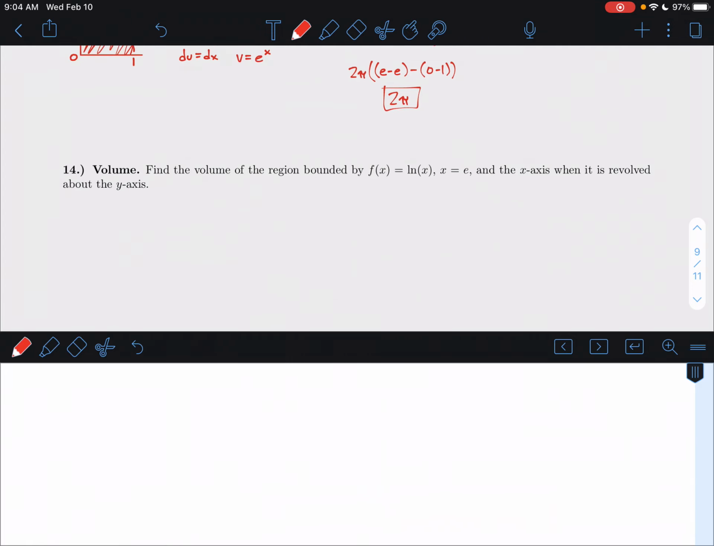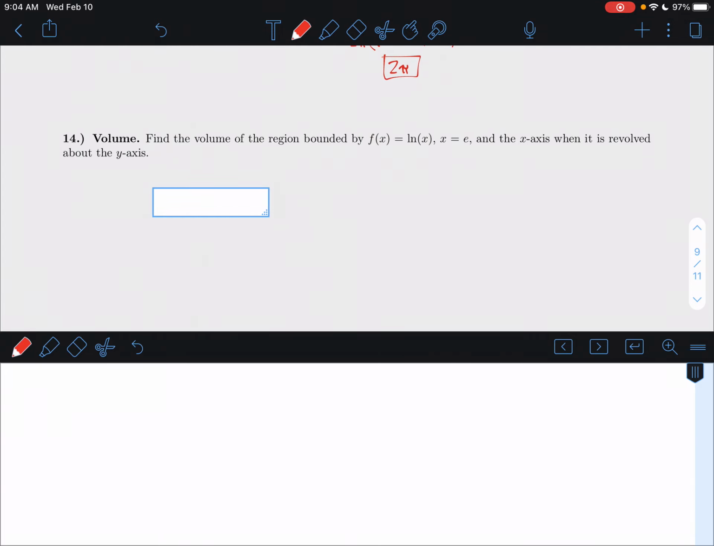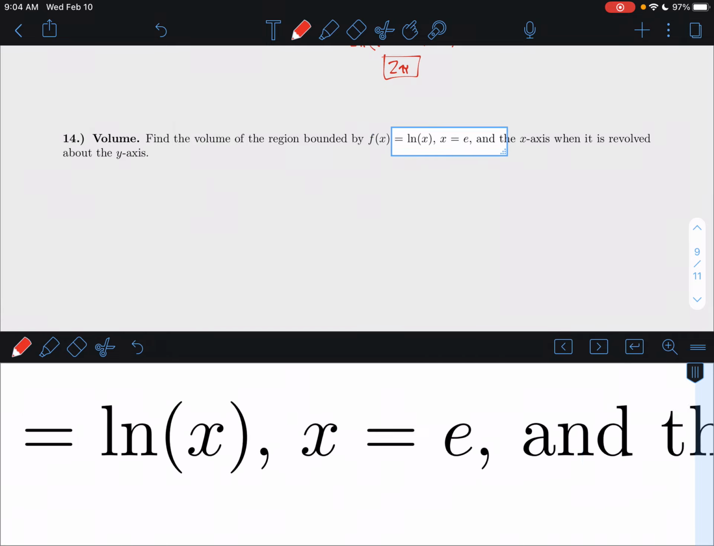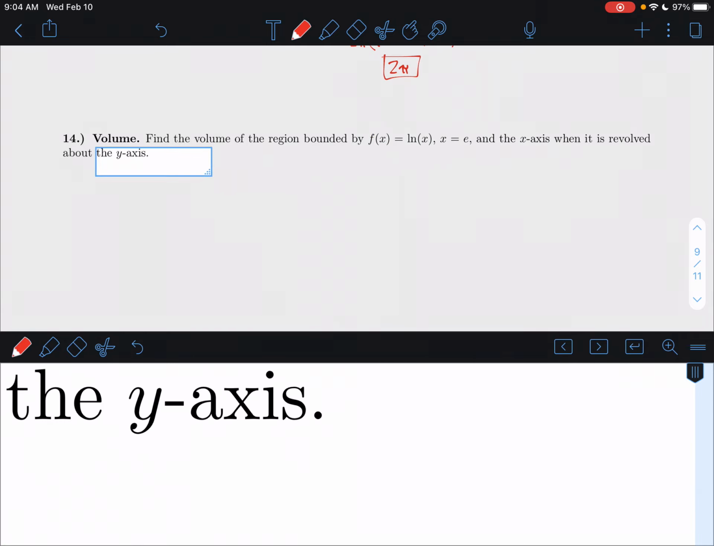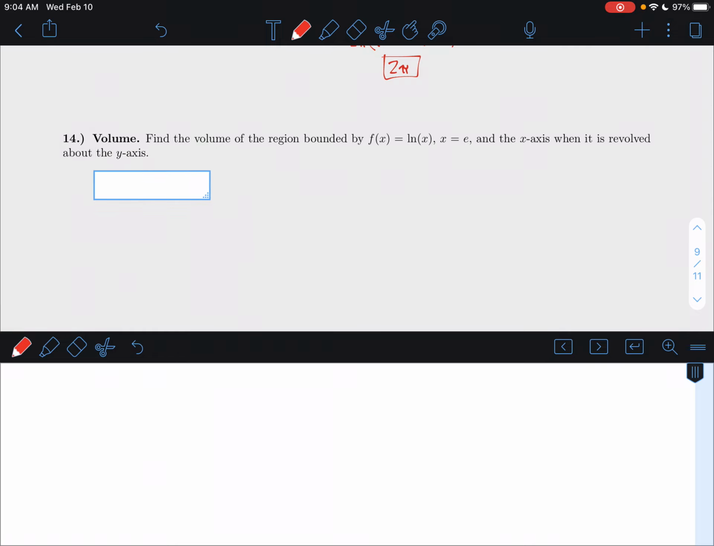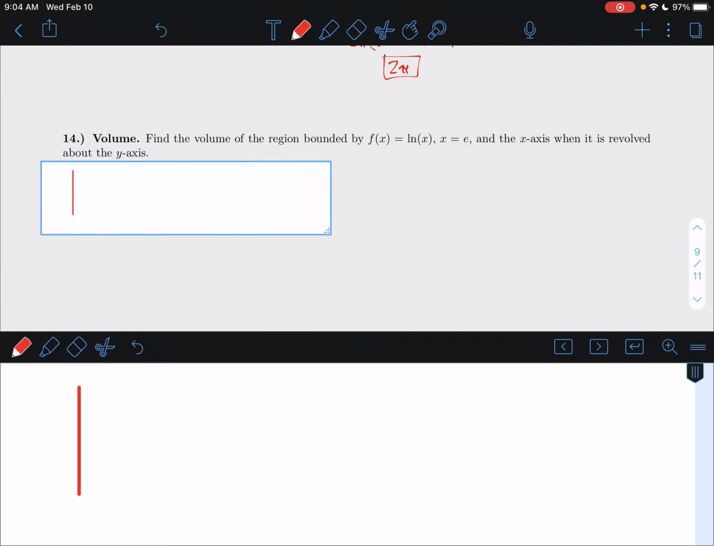And let's look at the final one here. So find the volume of the region bounded by f of x equals natural log of x, x equals e, and the x-axis when it is revolved about the y-axis. So kind of the same thing here, and that is the same function that we had in number 12. So I know that it's going to look like this.